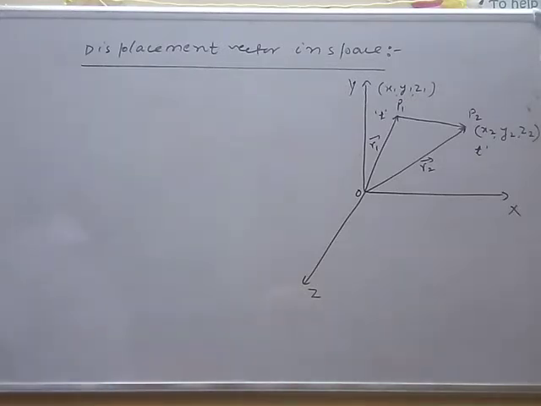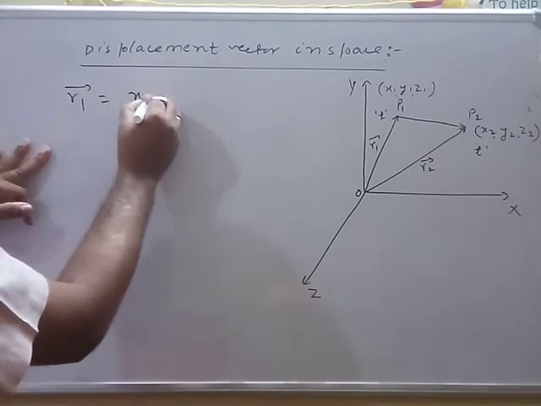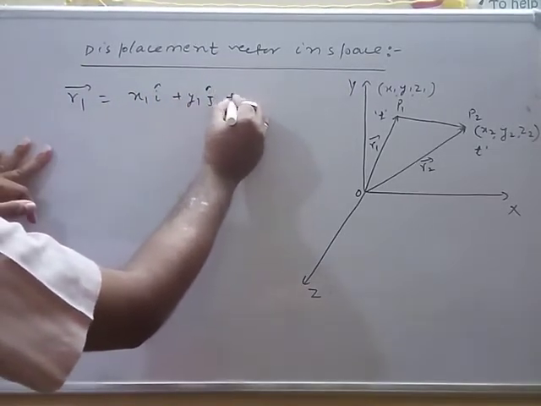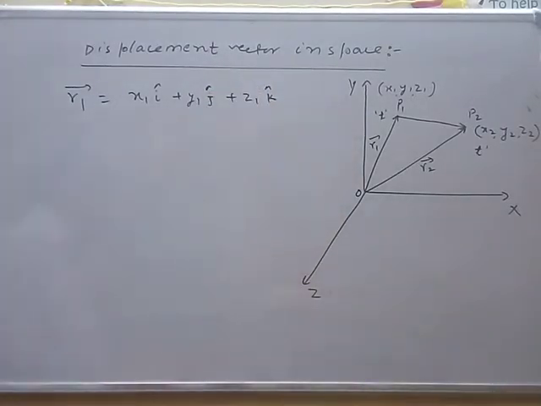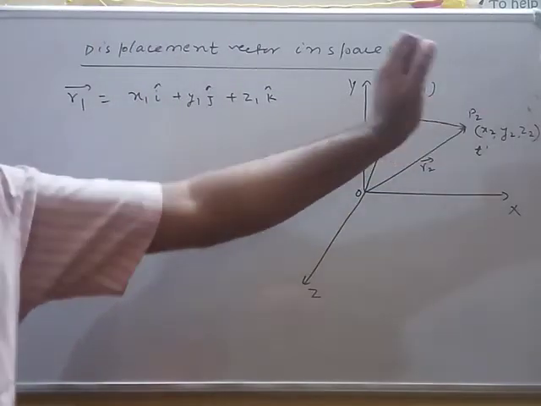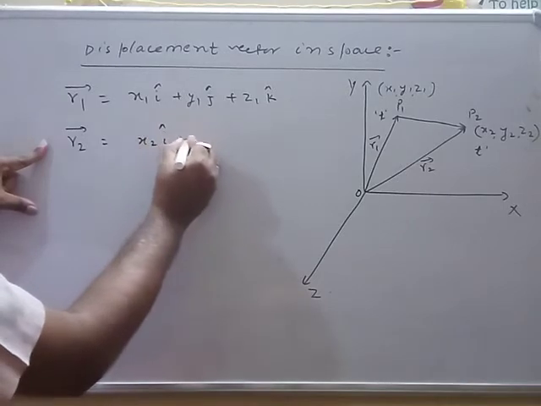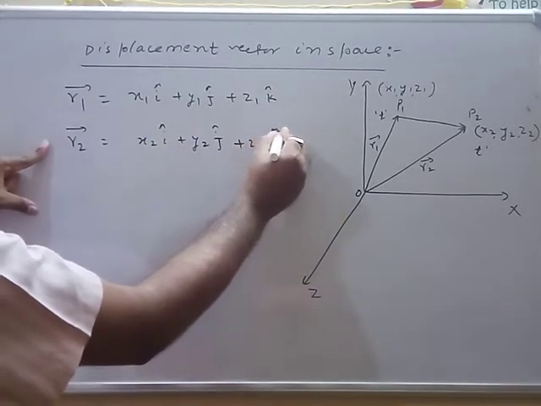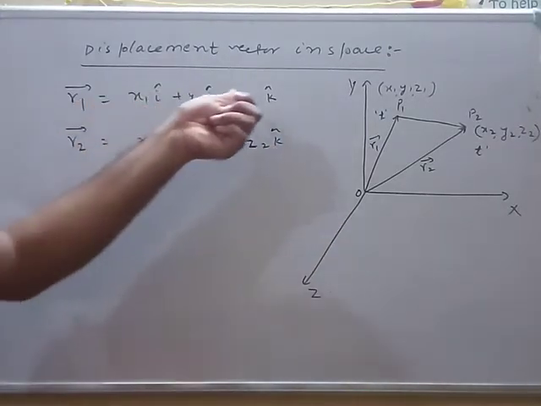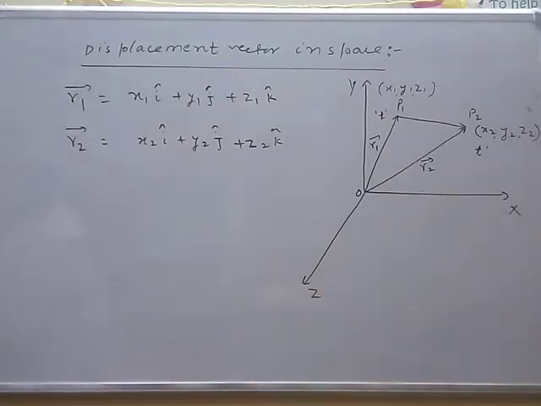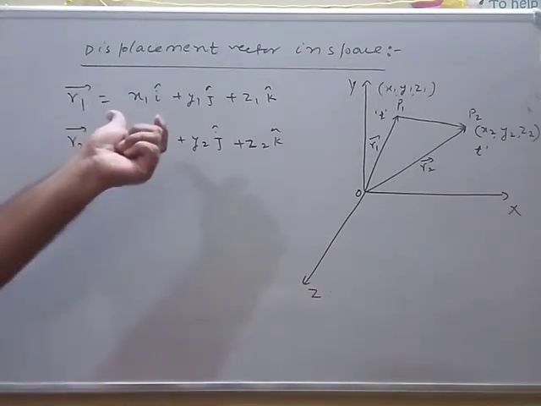Then position vector of the particle at t is given by r1 equal to x1 i plus y1 j plus z1 k, and position vector of particle at P2 is given by r2 equal to x2 i plus y2 j plus z2 k, where i, j, k are unit vectors along x, y, z axis, and x1, y1, z1, x2, y2, z2 are the components of the respective vectors along x, y and z axes as shown.